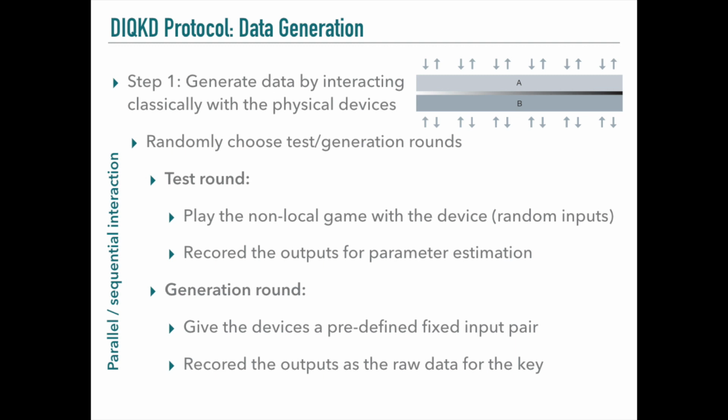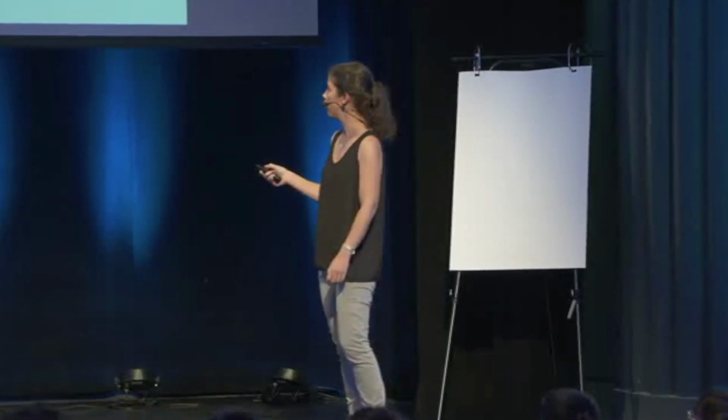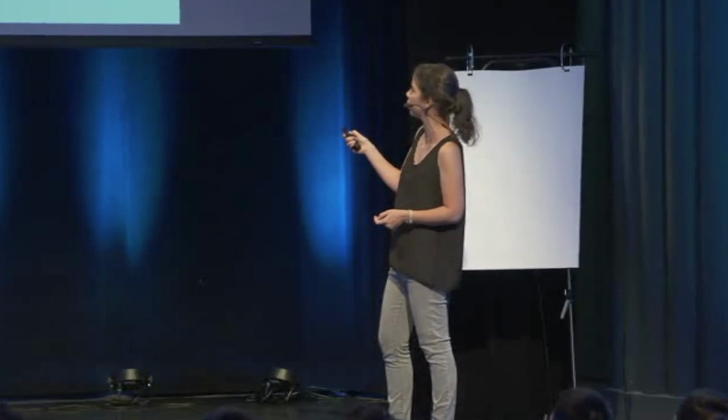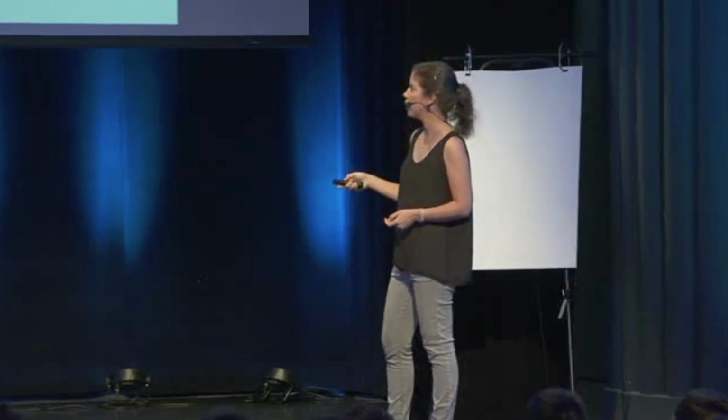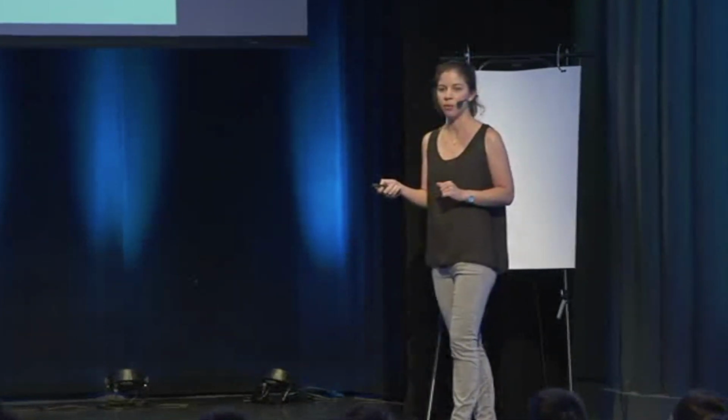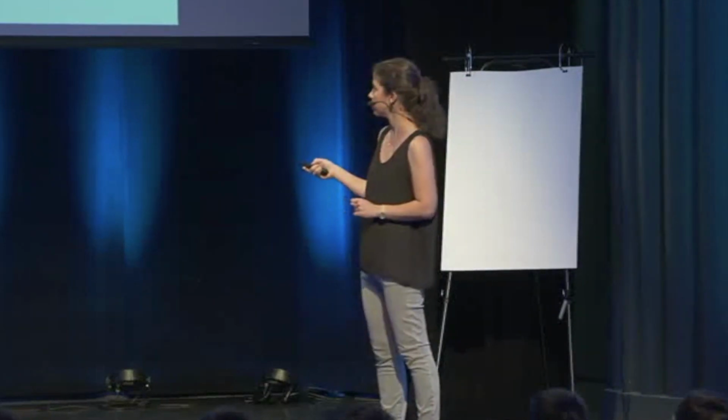So what do we do? We take this box, then we randomly choose in each round, for each group here, whether we are going to perform a test or a generation round. If it's a test round, then Alice and Bob are going to play a non-local game, like the CHSH game, with the device. So let's say the first one is a test round, they choose random inputs here and get the outputs. They record them, write them on the side, and we keep them for something we call parameter estimation in a second.